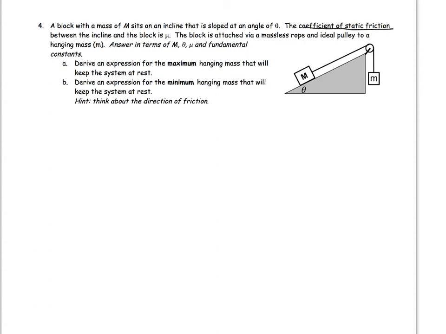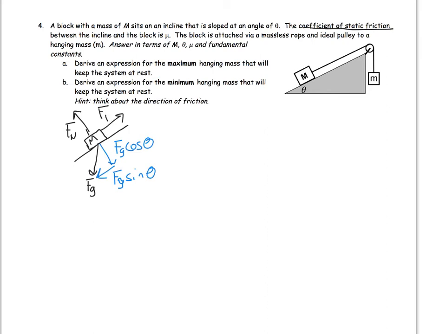So as always, we're going to start with the free body diagram for both the mass on the incline and the hanging mass. So for the object on the incline, we have the normal force and the force of gravity. Of course, we're going to break that force of gravity into its x and y components here, Fg cosine theta and Fg sine of theta. We're also going to have the force of tension from that rope, all right? And we're going to have a frictional force.